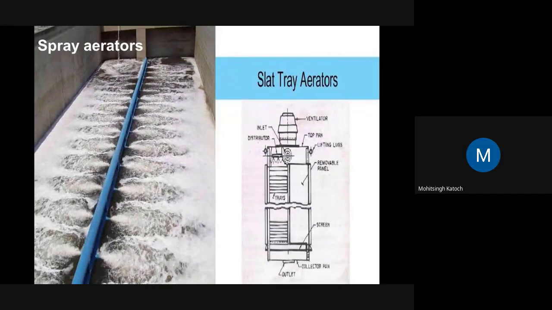On the right side, we can see slate tray aerator. This is another type of aerator. In this, certain trays are present on the left side. Water enters from the topmost level, that is the inlet, and just like the cascade aerator, there were steps. Here there are trays, and water flows over these trays, and after passing through each tray, the dissolved oxygen content increases in the water. The water is collected at the bottom and is then sent to further processes.